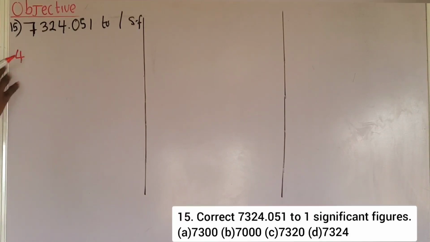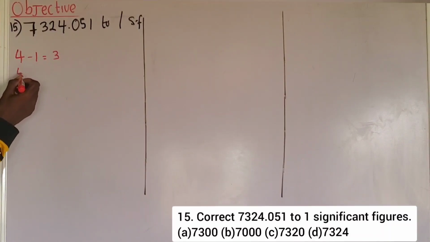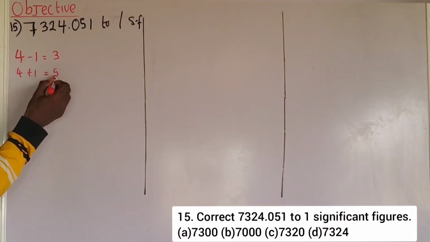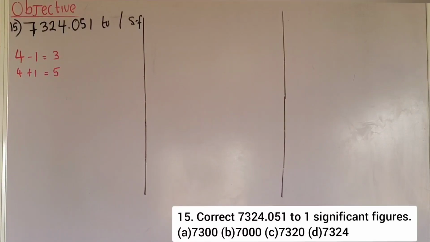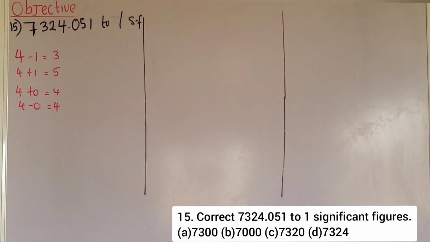Let us subtract 1 from 4. 4 minus 1 is 3. At the same time, 4 plus 1 is 5. So 1 is a significant figure because when it is added to 4, it gives us 5, and when it is subtracted from 4, it gives us 3. Okay, let us try 0. 4 plus 0 will still give me 4. 4 minus 0 is 4. You can see that 0 is not a significant figure. So any number that we call a significant figure must have an effect on another number when it is added and when it is subtracted.